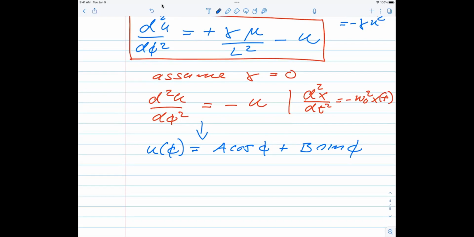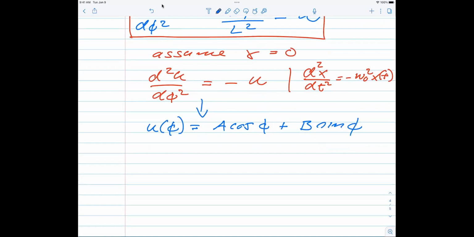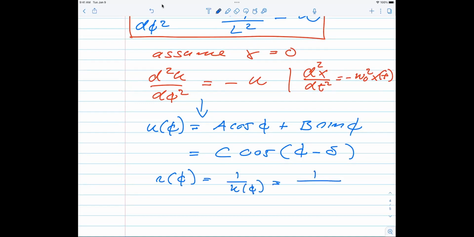Now, a standard trick: we can rewrite this in terms of a constant c, and this goes back to our chapter on harmonic oscillations. We can rewrite this cosine and sine in terms of a single cosine, where we have a constant delta, which is defined in terms of the cosine and sine coefficients. So that means that r of phi, which is 1 divided by u of phi, is equal to 1 over c times the cosine of phi minus delta.